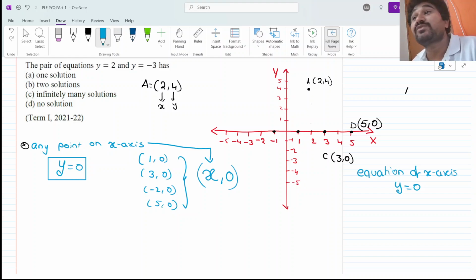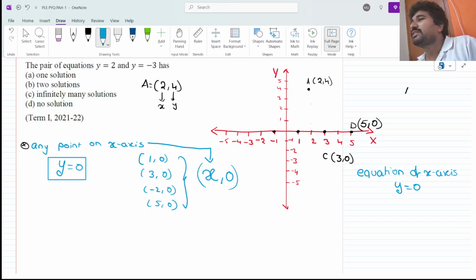Equation of x axis, what? Y is equal to 0. Why? Because all the time y value is 0 on that axis. Is that clear? What is the equation of the x axis? Y is equal to 0. What is the equation of the x axis?